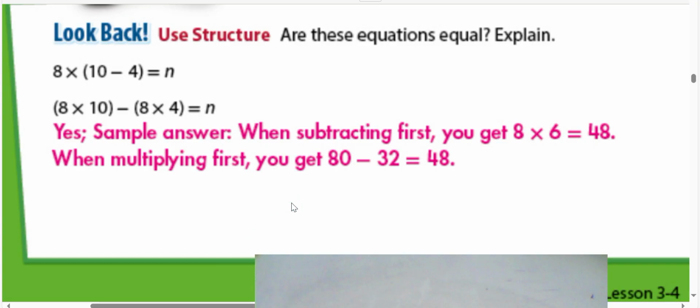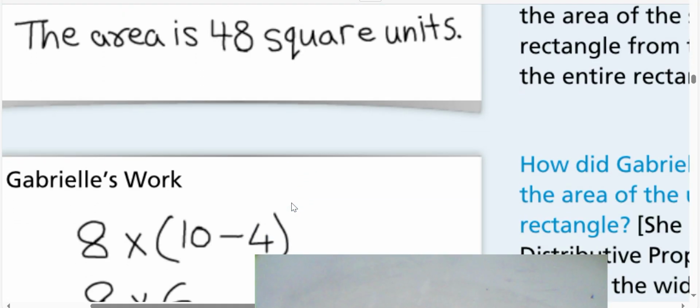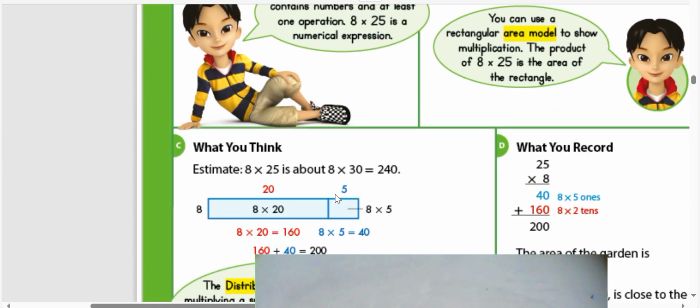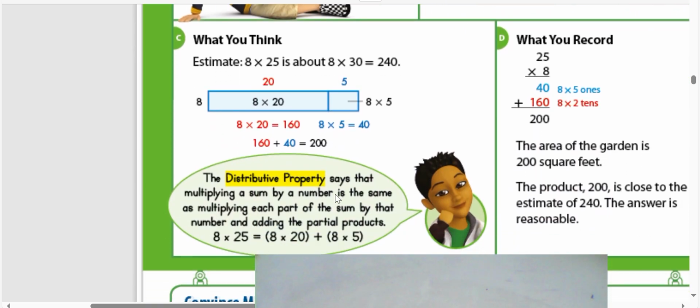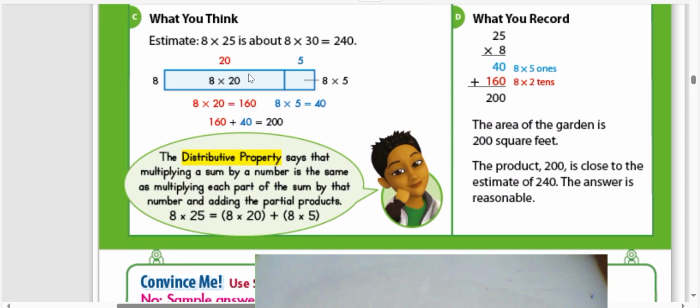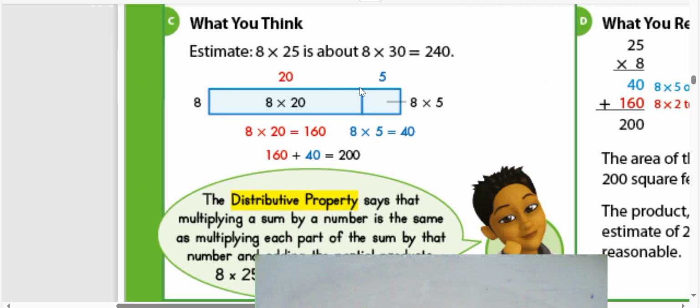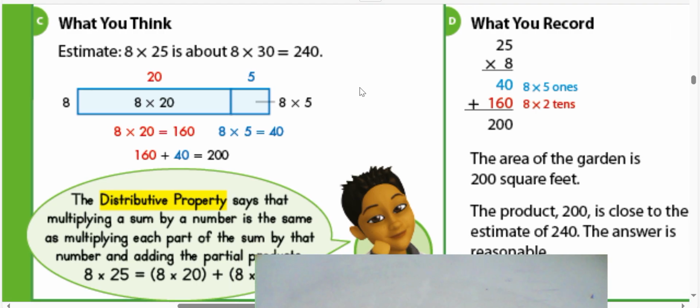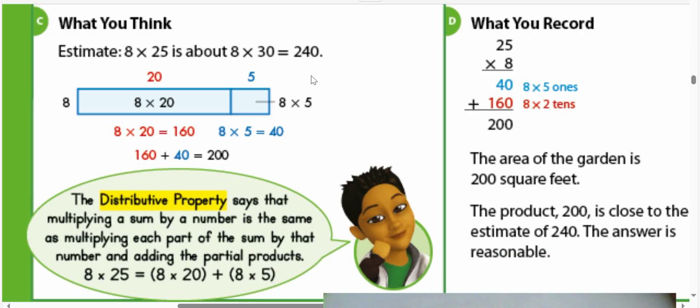Okay, next question. Come with me, next page. We can use area models to find the result. Bar models like this. Subtract by 25. It's about 30, nearest, by using estimation. The result will be 240. Okay, because this number 25 is nearest to 30. So the actual number, 8 times 25, equals 200. The approximating or estimation number will be 240.